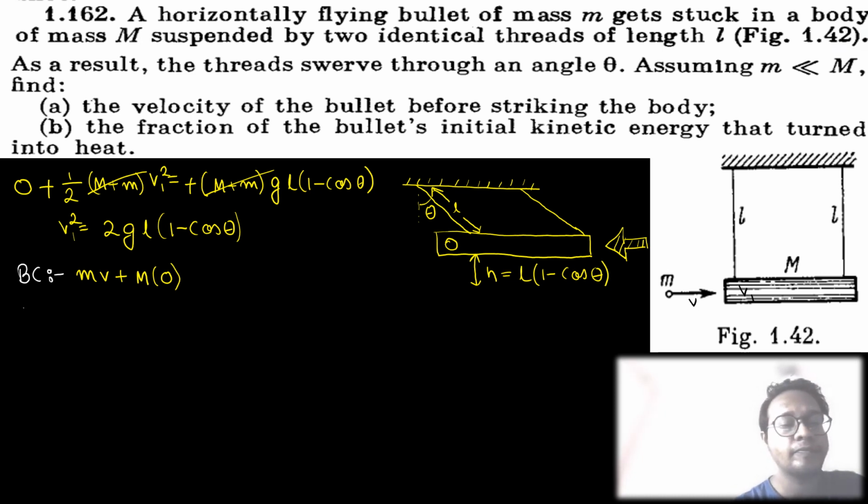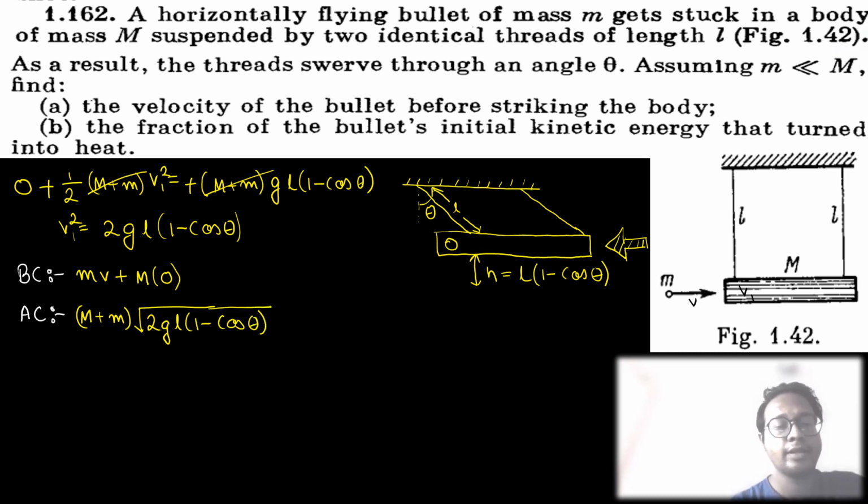Before the bullet collided with the plank, the velocity of the plank was 0, no? Now after collision, the entire system started to move with v1. So it is nothing but (M plus m) into v1. Now can I substitute v1 in this equation? Of course I can. So let me substitute v1. v1 is nothing but under root of 2gl(1 minus cos theta). Now momentum before collision and momentum after collision are the same because no external force is acting on the system. So let's equate them both. Mv is equal to (M plus m) into under root of 2gl(1 minus cos theta).